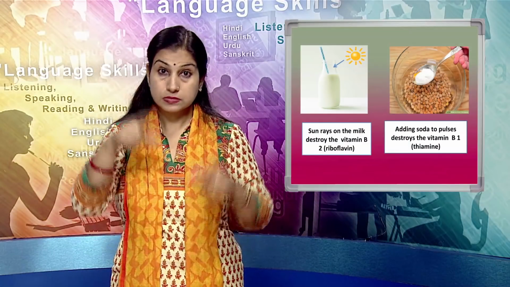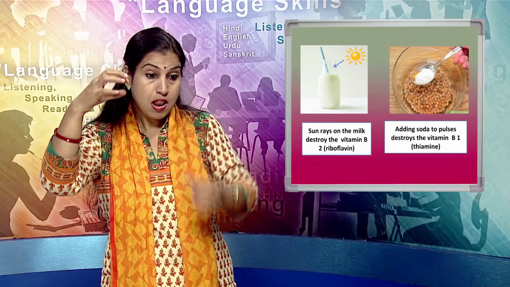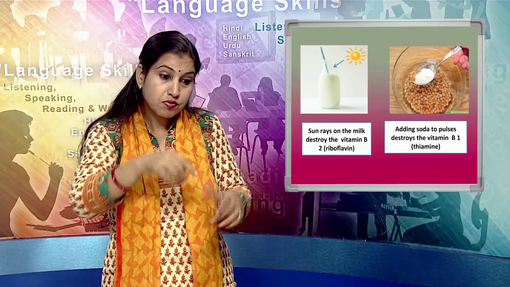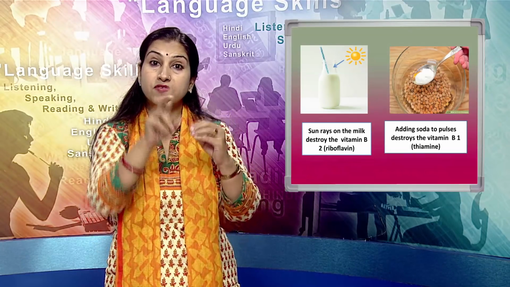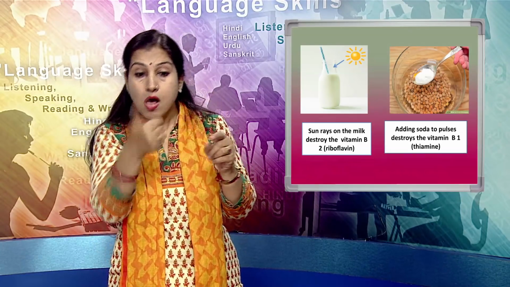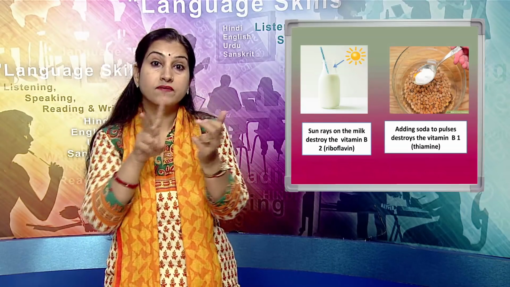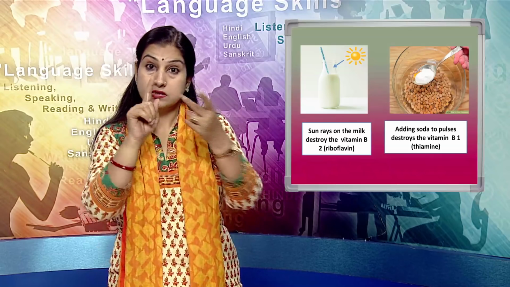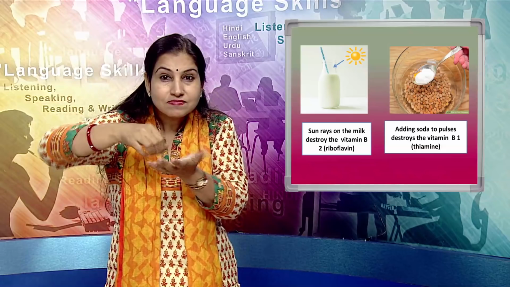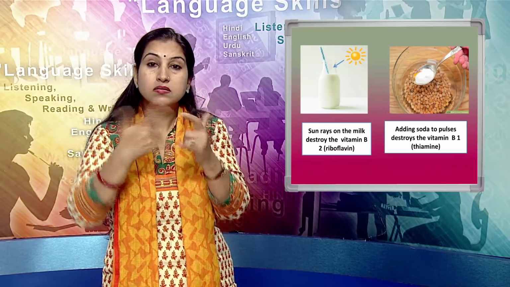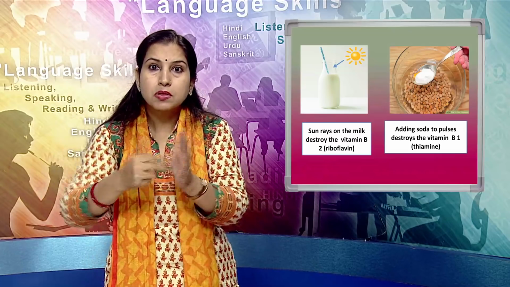This is another picture you can see. Sun rays on the milk destroy the vitamin B2. Vitamin B2 has another scientific name, that is riboflavin. In the second picture you can see adding soda to pulses destroys the vitamin B1, that is thiamine.